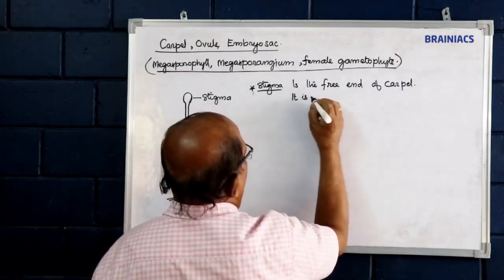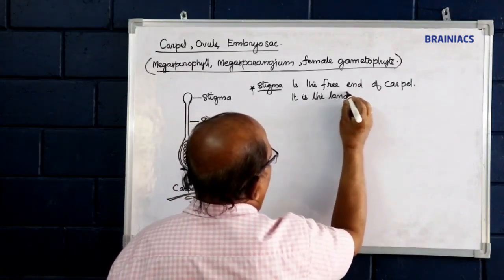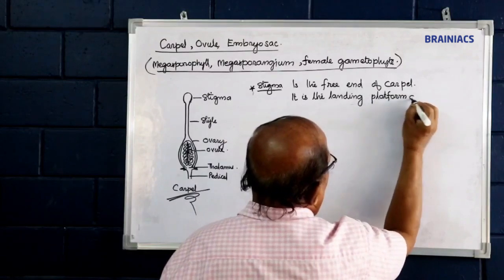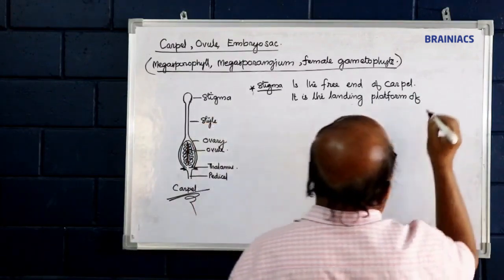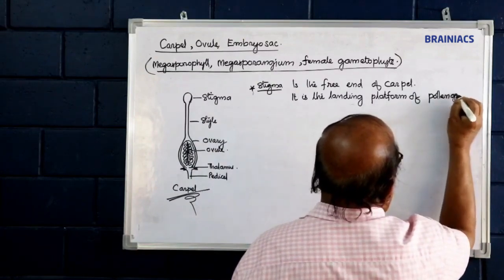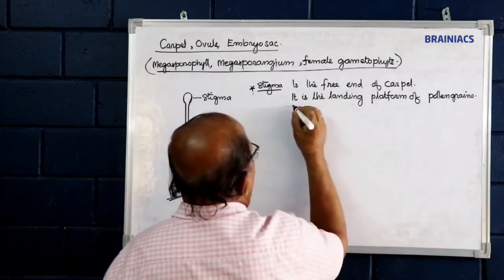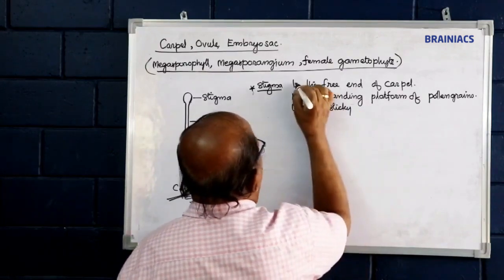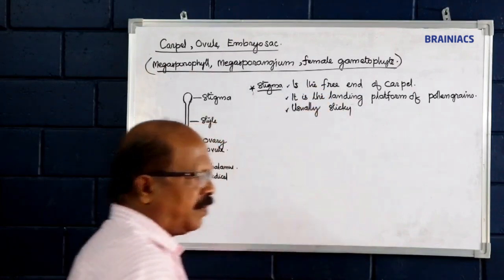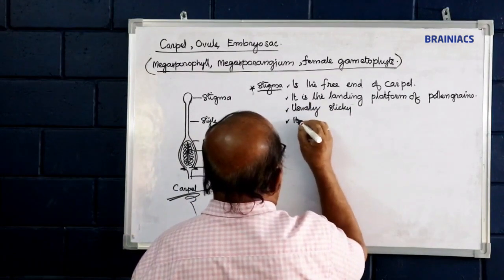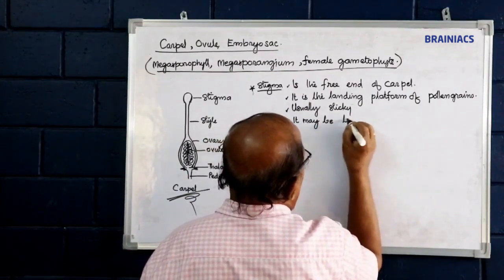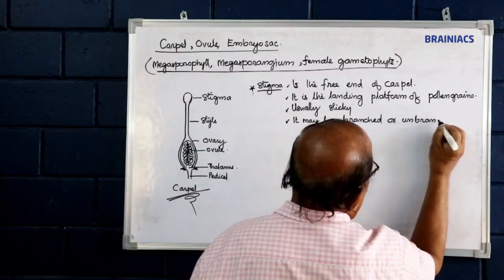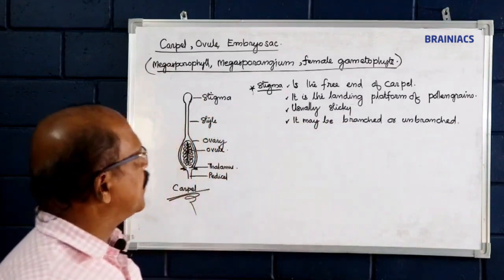It is the landing platform of pollen grains. Usually sticky. See, it may be branched or unbranched. Most probably unbranched. Something about stigma.